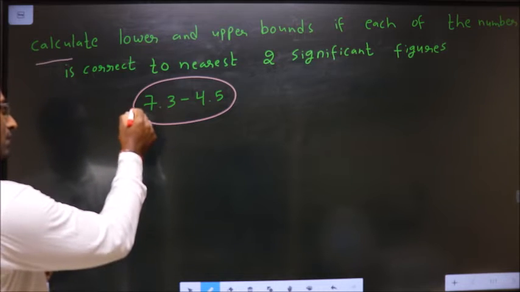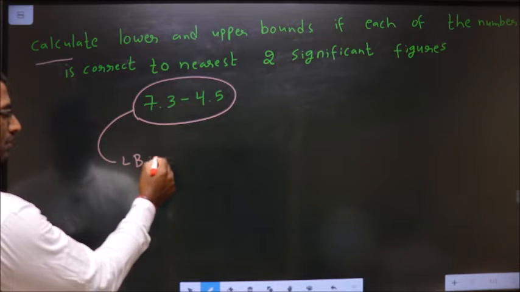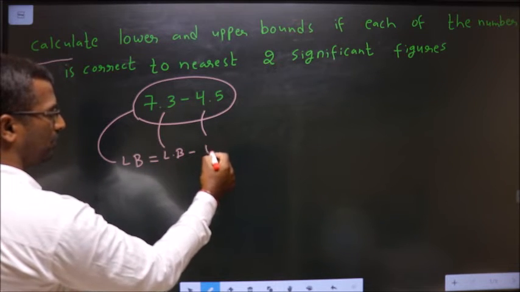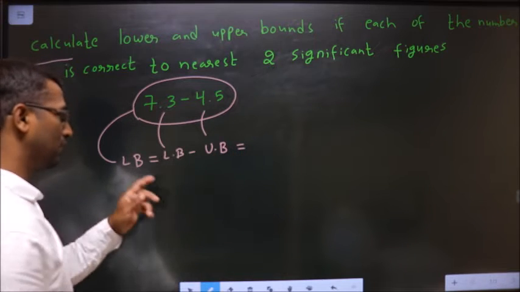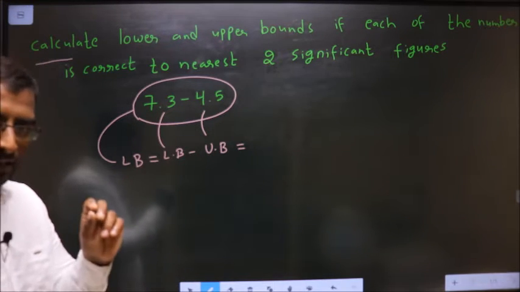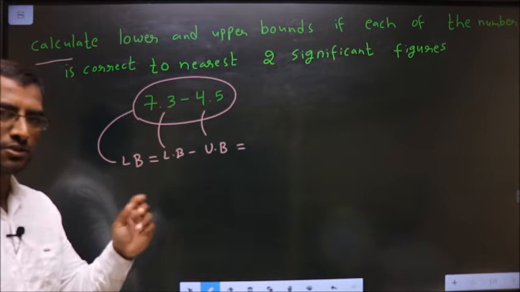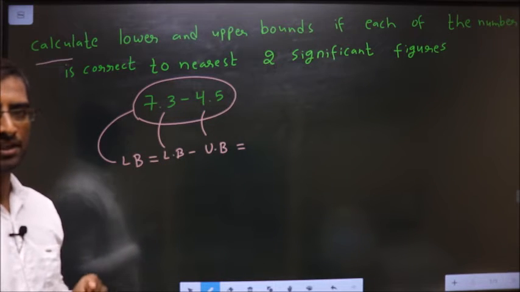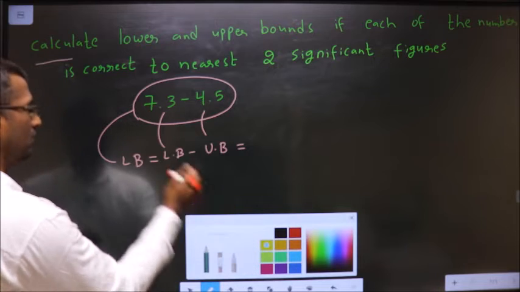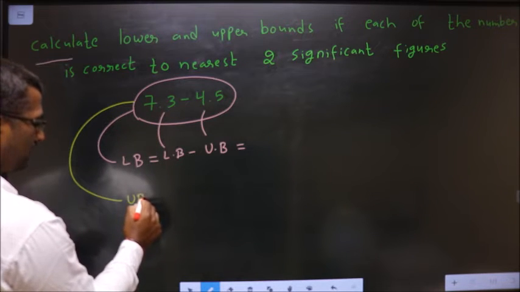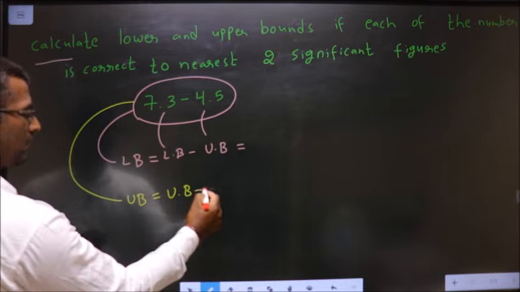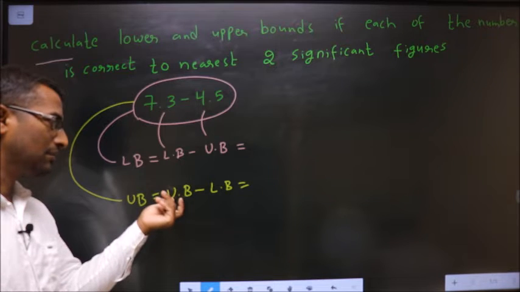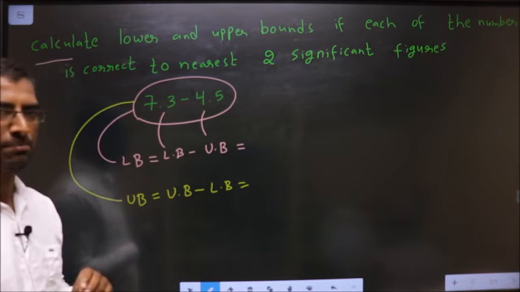To get the lower bound, we should take the lower bound of 7.3 and the upper bound of 4.5. Then only you get the lower bound. In subtraction, one should be lower, the other should be upper. So you start with lower, the other is upper, and the result will be lower. Now to get the upper bound, you start with upper, and from that you remove lower, and the result will be upper.